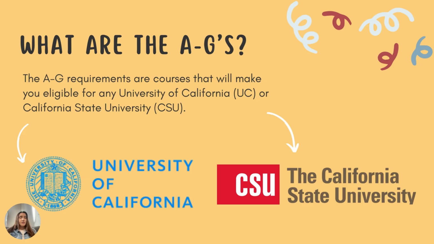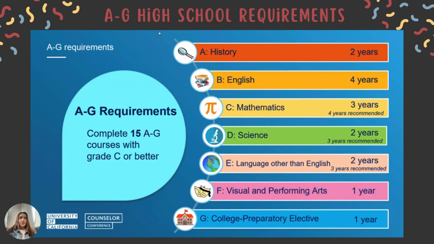The A through G requirements are courses that students will take in high school that will make them eligible for any University of California, the UC system, or any California State University, the CSU system. So A through Gs are high school requirements. These are courses or classes that students have to take in high school in order to be eligible to attend either the University of California's or the California State University schools.